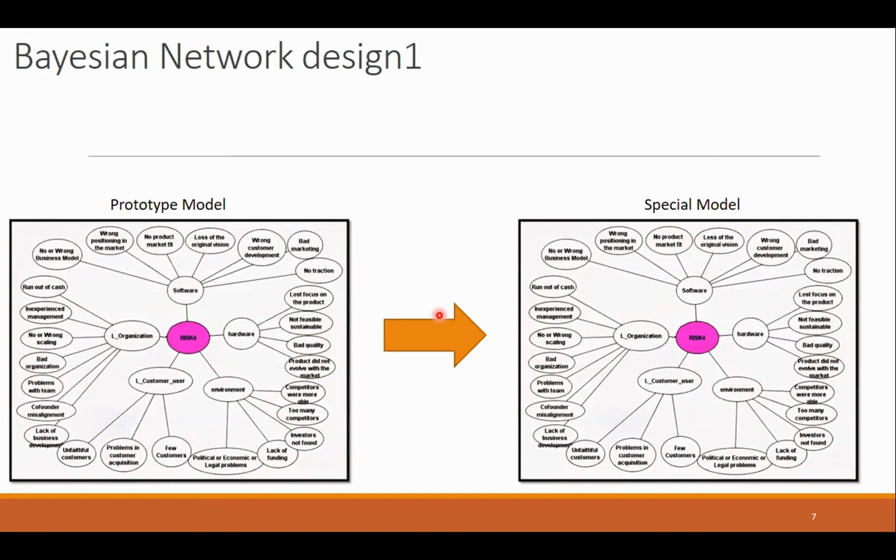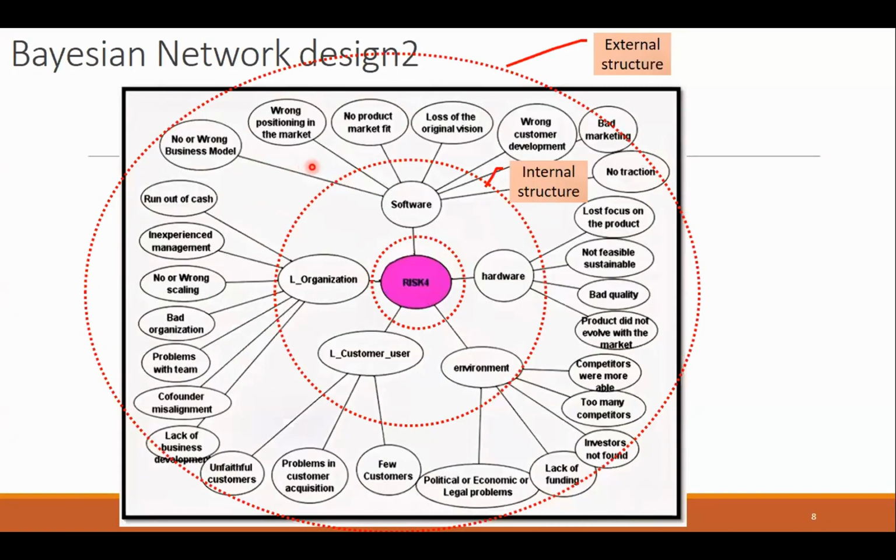Because we want to reduce the cognitive error of expert opinion, we try to make a prototype Bayesian network model. Then, based on general information, we make a special model for each startup. The prototype model creates a baseline for other startups. For designing the Bayesian network, a combination of 2 structures is used in our methodology.